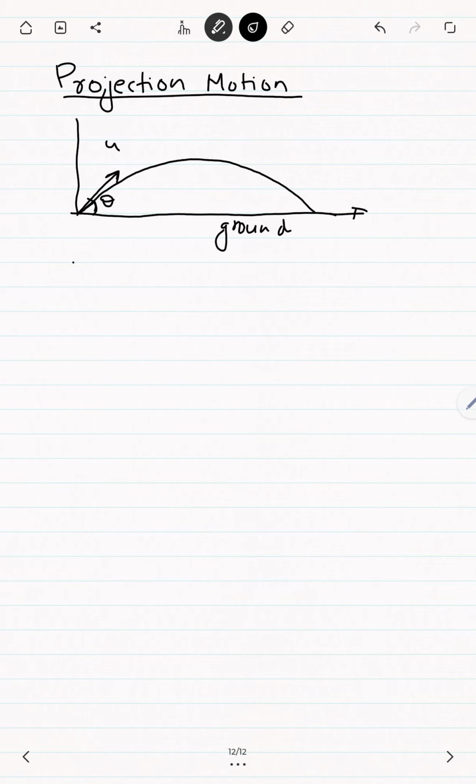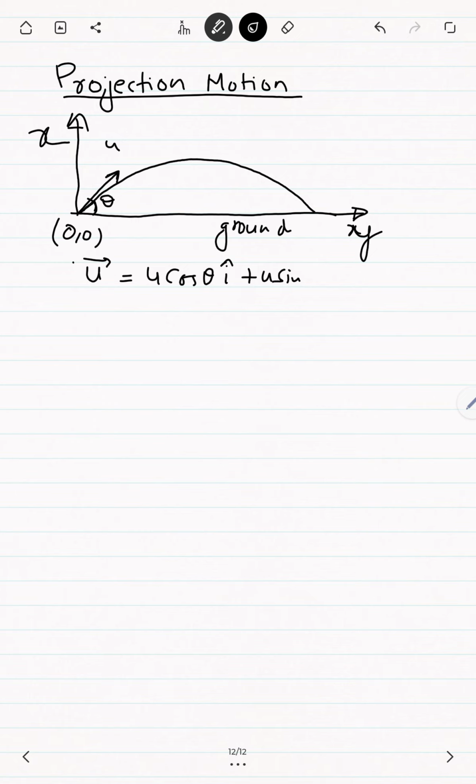Suppose this is our y-axis, and this is our x-axis. The projectile is fired with the velocity u, making an angle theta with the ground from 0, comma 0. This is your 0, 0. Okay, so now first you will write velocity vector and acceleration vector. So here your velocity vector u is equal to u cos theta i cap plus u sin theta j cap. That is your velocity vector.